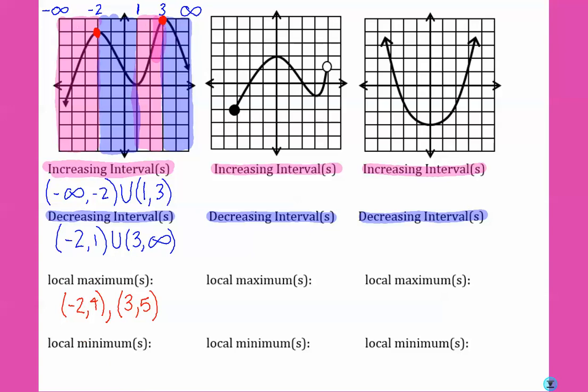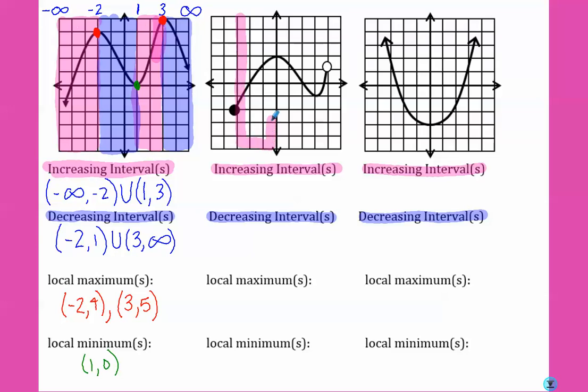The local minimums, where it changes from decreasing to increasing, so these valley points. And this one is at 1, 0. Let's try another one. Now this graph doesn't take up the whole graph paper, so I'm not going to fill in any highlighting where there's no curve. So on the right, we start increasing till we get to here.